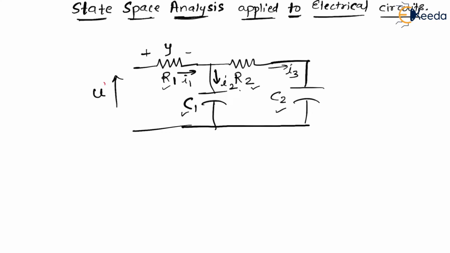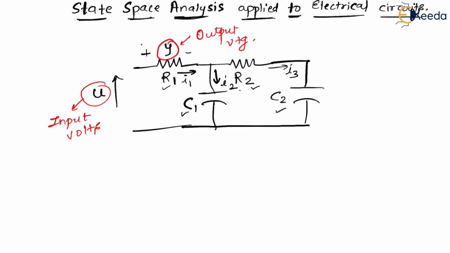So this U is nothing but the input, or we can say input voltage in this case, because it is an electrical circuit, and this Y is nothing but the output voltage. Now let us try to apply the same. What are you expected to find here? You are expected to find the output across this resistance R1. This output voltage across R1 is your Y. So now let us start with the solution.